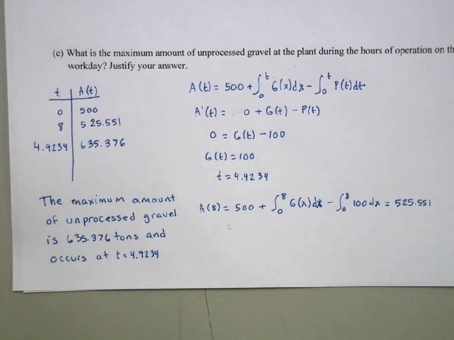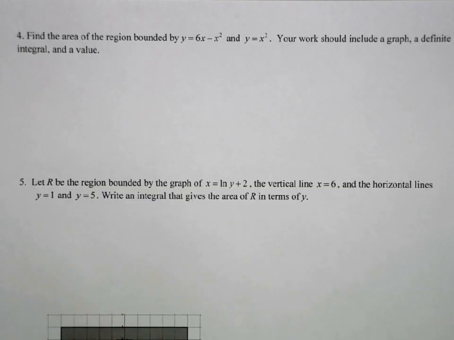Okay. Now we're going to find the area of the region bounded by 6x minus x squared and y equals x squared. We're going to show a graph, a definite integral, and then we're just going to use our calculator to get the value to make our lives easier. So let's go ahead and graph this.